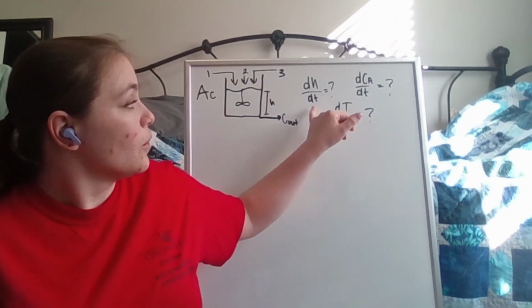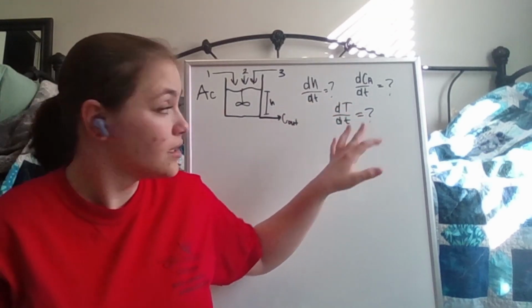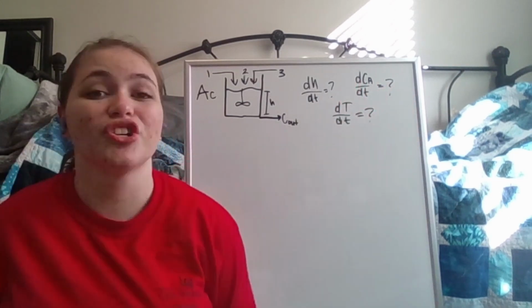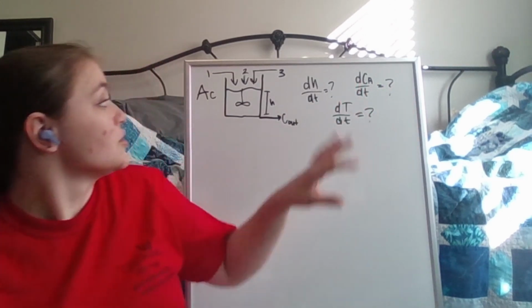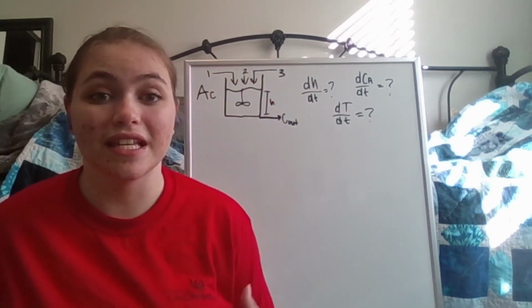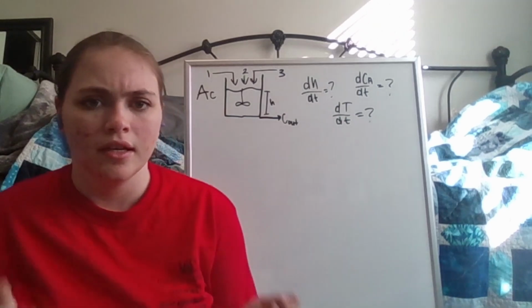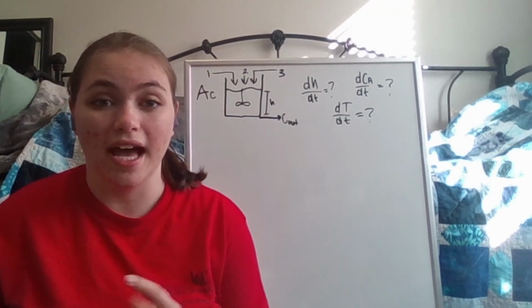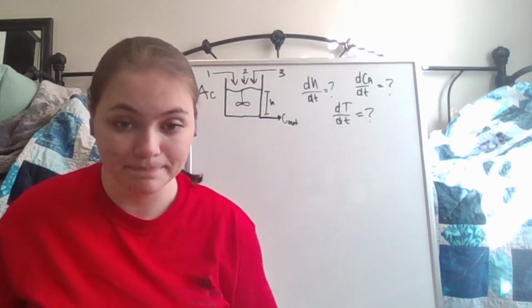So we are going to look for our change of height. We're going to use that in our change of concentration and our change of temperature. And with all of this, we're assuming that with these three flow rates the densities are the same, so we're not going to move around with density. To start, we're going to have to look at our change of volume over time.